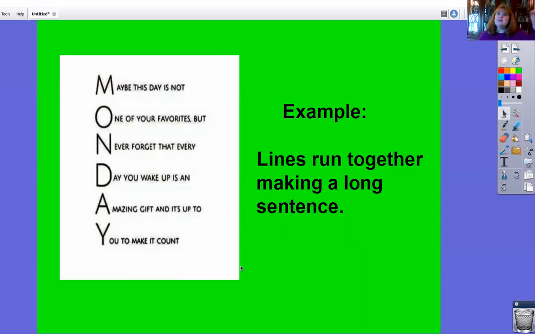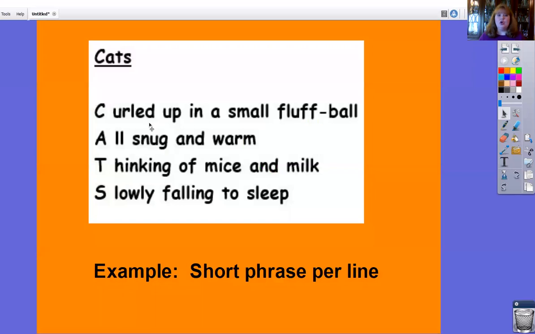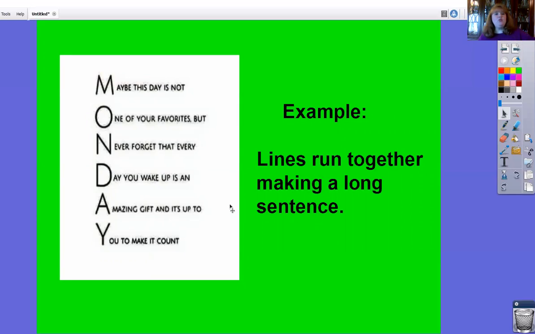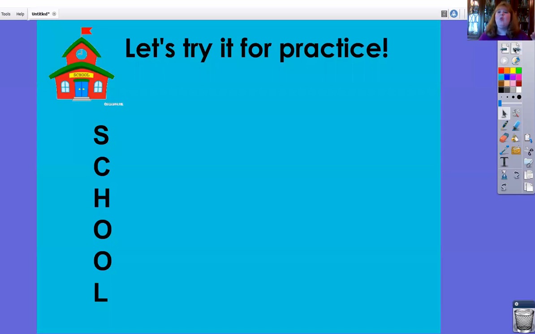So they were not separate phrases on each line like before. Like on the cat curled up in a small fluff ball, all snug and warm, thinking of mice and milk, slowly falling to sleep. Those were separate phrases, but here we read it all as one long sentence running together. Okay, so that's a different way that you can do it. I've now shown you 3 ways that you can do your acrostic. So let's try it now for practice together.